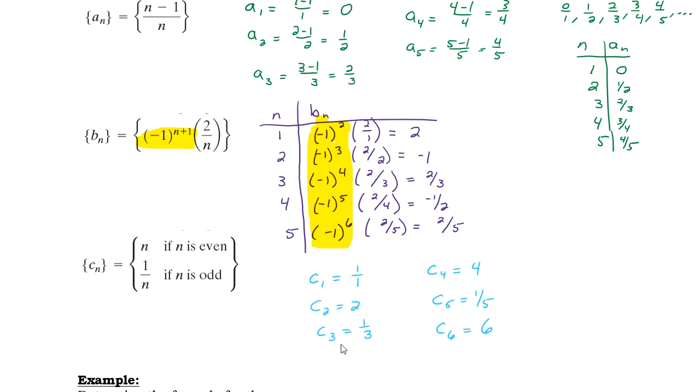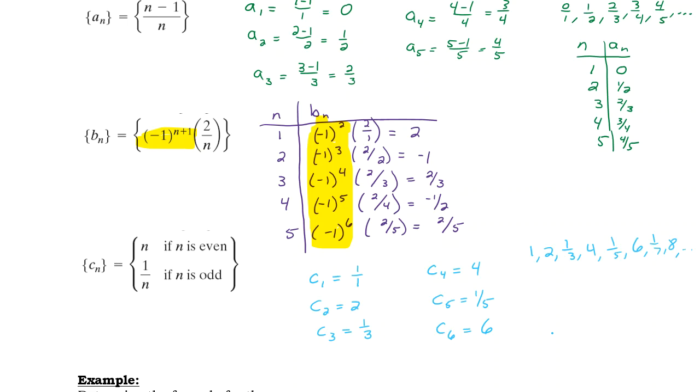All right, this is just a matter of following the directions. So C sub 1, 1 is odd, so my answer is 1 over 1, which is just 1. C sub 2, well, here n is even, so if n is even, then the output is just n, so C sub 2 is 2. And that'll be for all the even ones. C sub 4 is 4, C sub 6 is 6. For the odd ones, it's going to be 1 over n, so C sub 3 is 1 over 3, and C sub 5 is 1 over 5. So if I wrote out my sequence, I would go 1, 2, 1/3, 4, 1/5, 6, and I hopefully can see the pattern, and I could keep going.